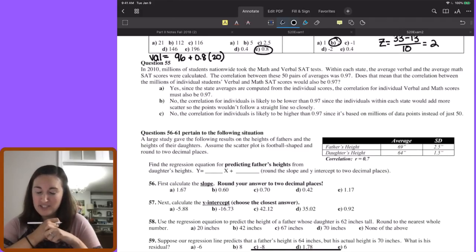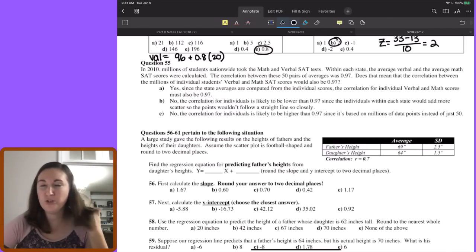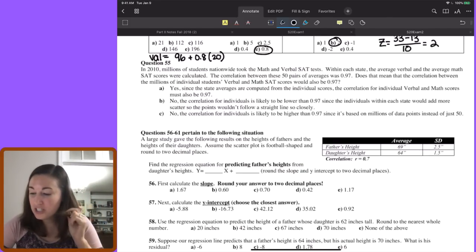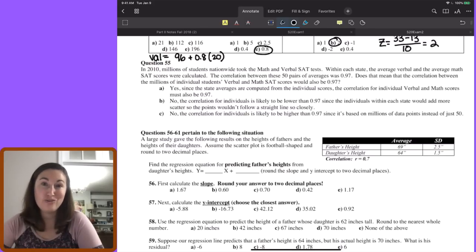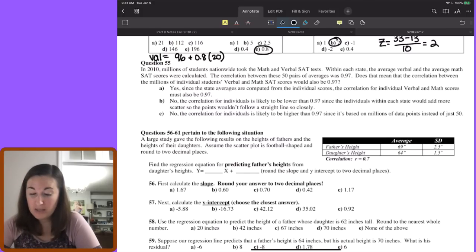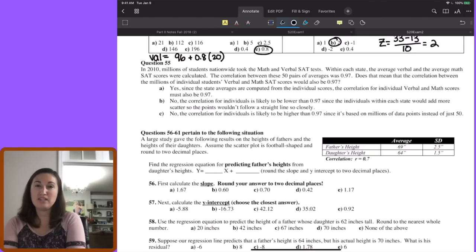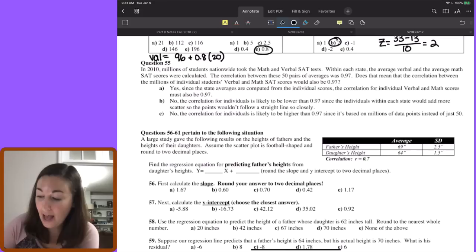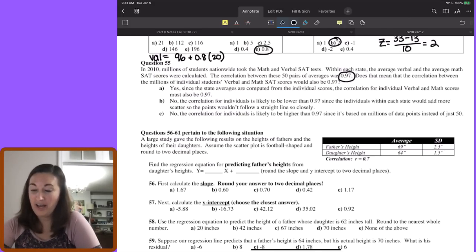Question 55 is a standalone one. It says in 2010, millions of students nationwide took the math and verbal SAT tests. Within each state, the average verbal and average math SAT scores were calculated, and the correlation was 0.97. Okay, so it was super high. But does that mean the correlation between the millions of individual students would also be 0.97? Okay, so they're saying if we looked at each state and made 50 points representing the state's averages, they had a really high correlation. They're saying if we look at everyone, the millions of students, would our correlation be 0.97?